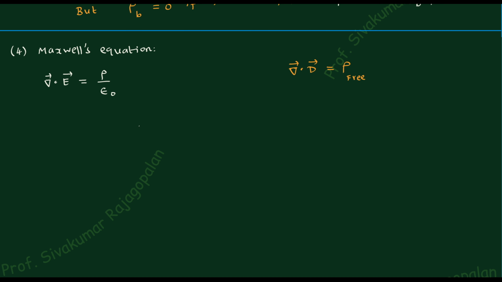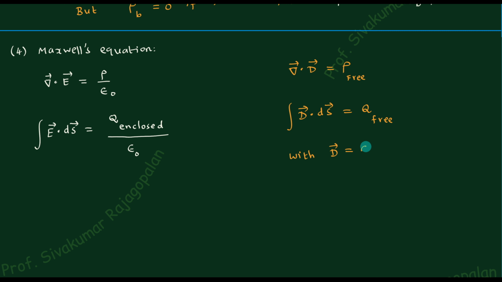And if you want to write in the integral notation also, you can. For the case of the vacuum, you have integral E dot ds equal to Q enclosed. Enclosed means enclosed inside the Gaussian surface. Similarly, you can write a corresponding equation for the dielectric. I'll write the integral of D dot ds equal to Q free. This Q free is also enclosed. Just I'm writing Q free, the understanding is Q free enclosed.